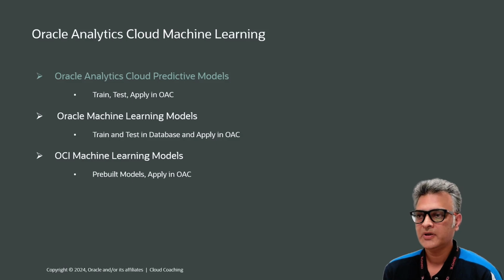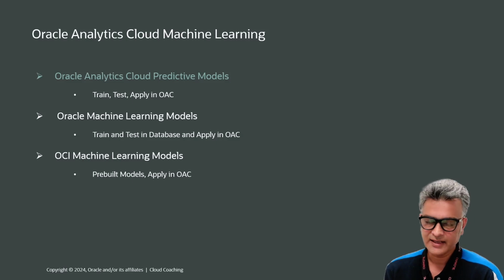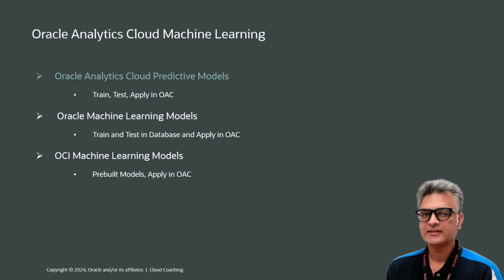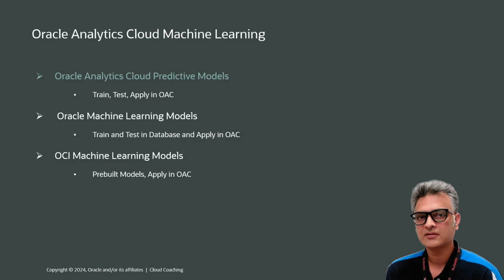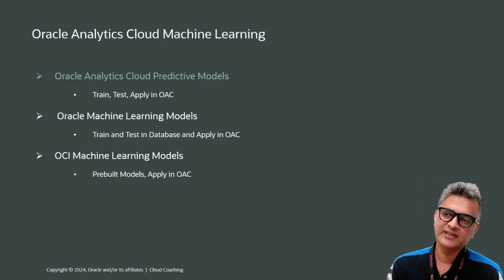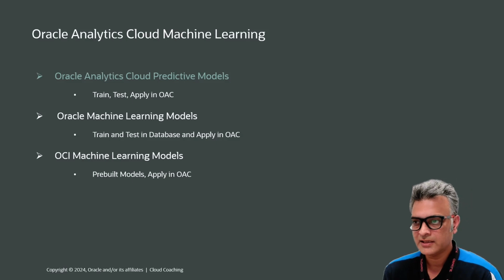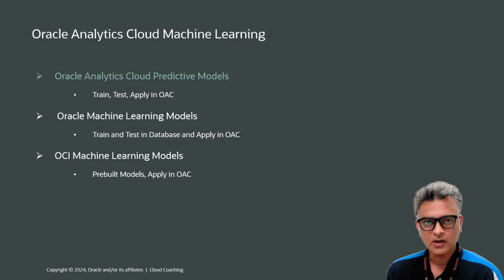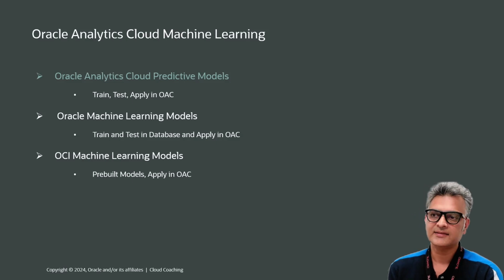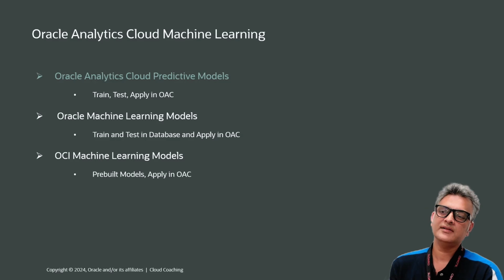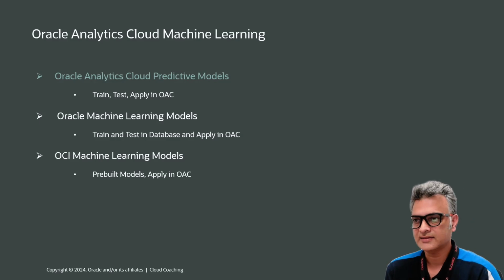The second option would be Oracle Machine Learning Models, where you have, say, data residing in an Oracle database. So you use the machine learning capabilities of the database to build machine learning models within the database and then use them in OAC. And the third option is OCI machine learning models, where you have pre-built models, especially on the AI services side, which you can apply in Oracle Analytics Cloud.